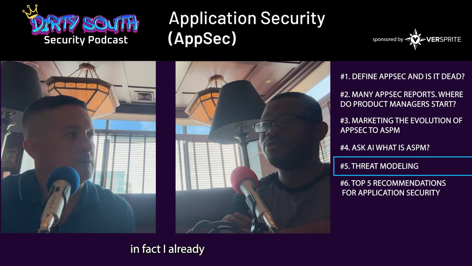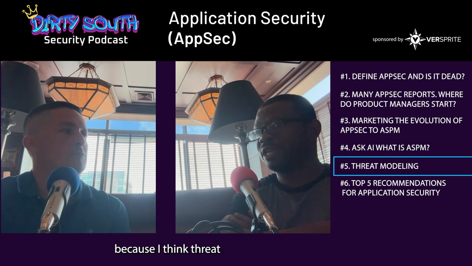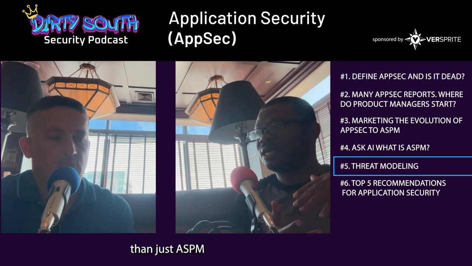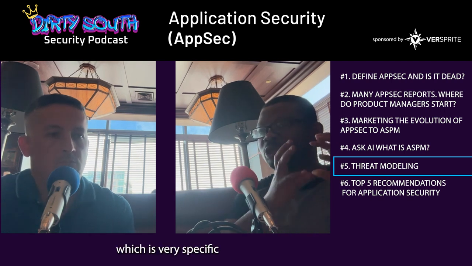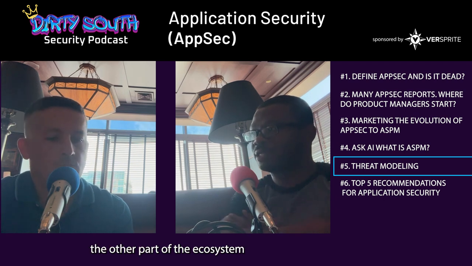Yeah. In fact, I would even root for threat modeling rather than ASPM, because I think threat modeling gives you the room to go end to end or tackle all the stack in the whole process, rather than just ASPM or something which is very specific just to application and not considering the other parts of the ecosystem.